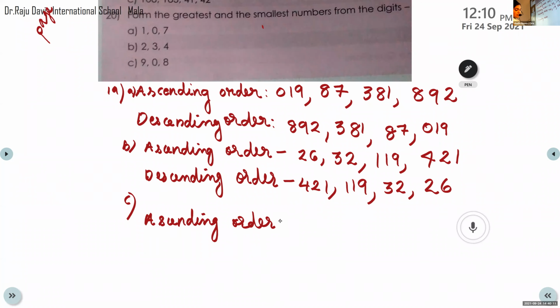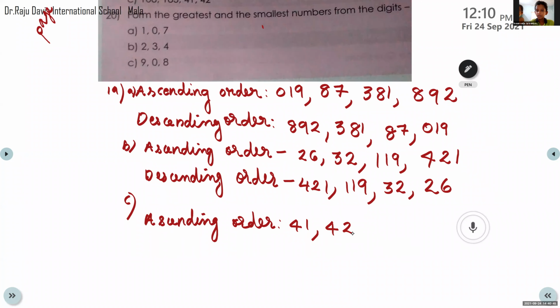108. Please check your workbook. That question is there. 108, 183, 41, 42. Which is the smallest? 41. 41. After that? 42. 42. 119. 90. Then? 108. 108.